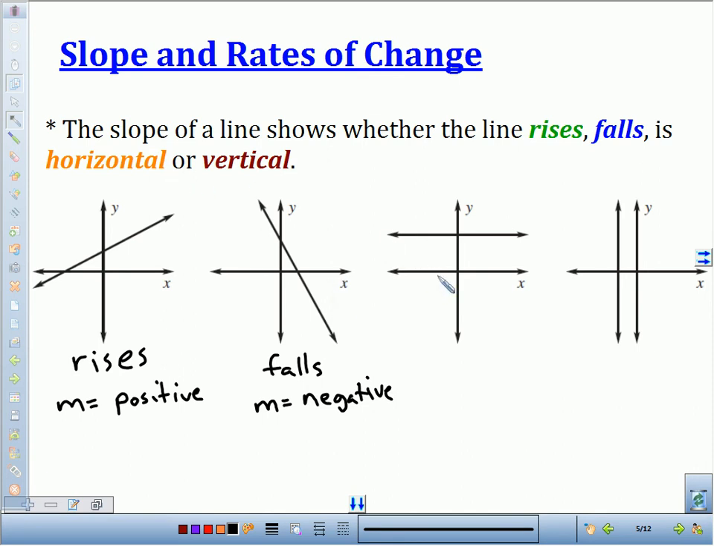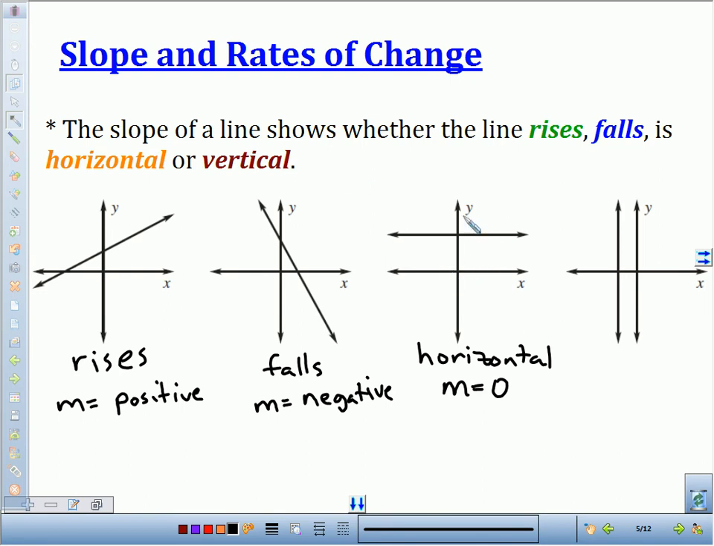Horizontal and vertical are a little different. A horizontal line is one that just goes left to right, so this line is horizontal. And what it tells me is that m equals 0. Anytime I have a slope of 0, I have a horizontal line.